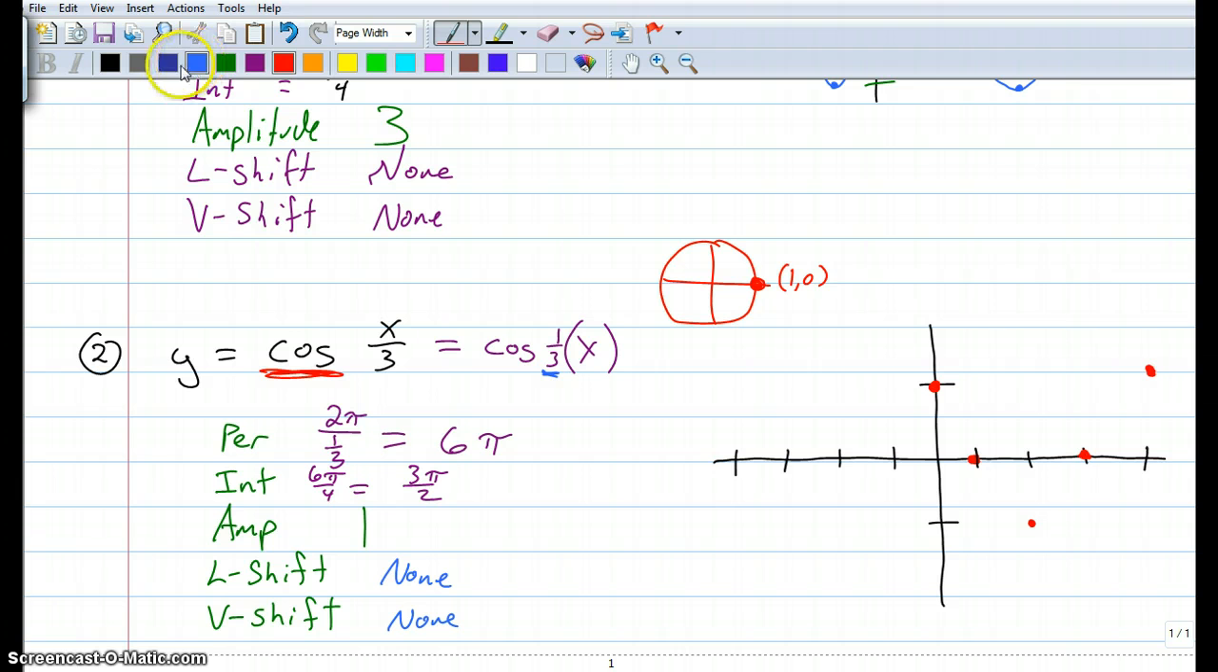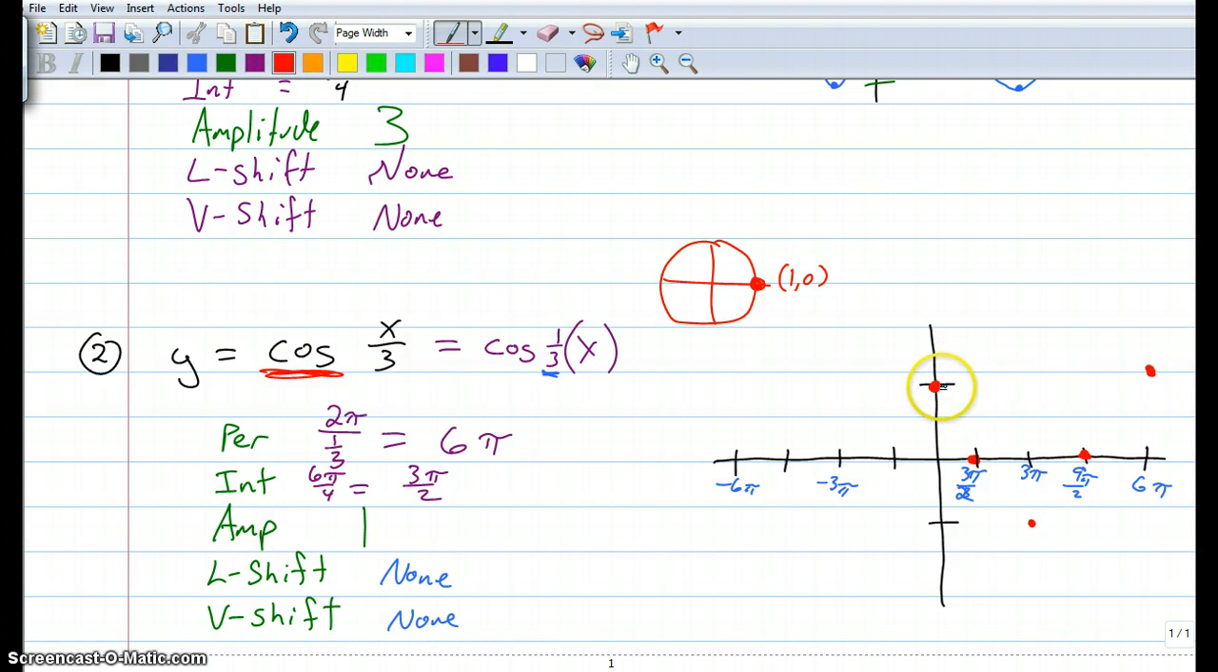Oh, snap! I didn't label my axes. The period is 6 pi. Here's 6 pi. So this is 0, all the way to 6 pi. This is 3 pi. And like we said, the interval is 3 pi halves. So 3 pi halves, 6 pi halves, 9 pi halves, and then 12 pi halves would be 6 pi. Going this way as well, -6 pi, -3 pi. Should have done that first. My bad.